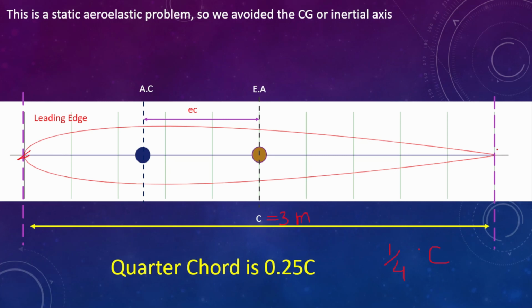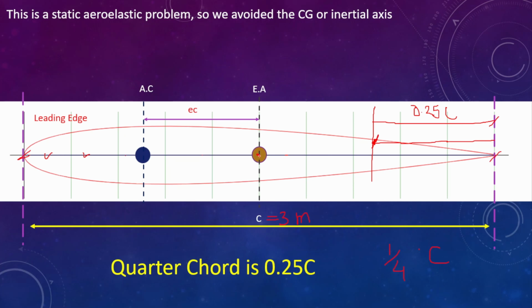From here to here we have a length of C, or 3 meter here, for example. So if you count, we have 10 sections, 1 2 3 4 5 6 7 8 9 10. Here we want to move forward 2.5 sections, like this. For example, this is one section, two sections, and half a section. So this is like 0.25 of the chord, right?